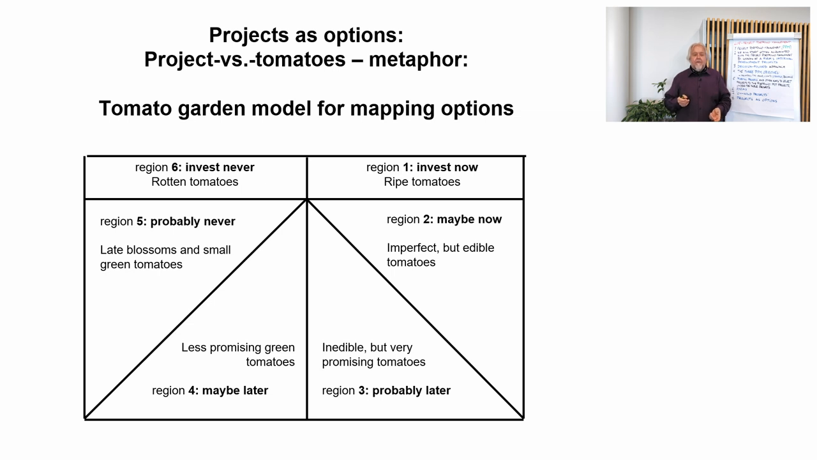But when we started at region number 4, we could also evolve in the other direction. Region 4 tomatoes might turn into region 5 status tomatoes, late blossoms and small green tomatoes, where the decision is connected to the thinking that probably never. So probably we cannot come back to something that is really favorable for us, and maybe we are just going towards region 6, and maybe we don't even want to put watering anymore into that region. So these regions are a kind of options, like projects can be considered as options really.